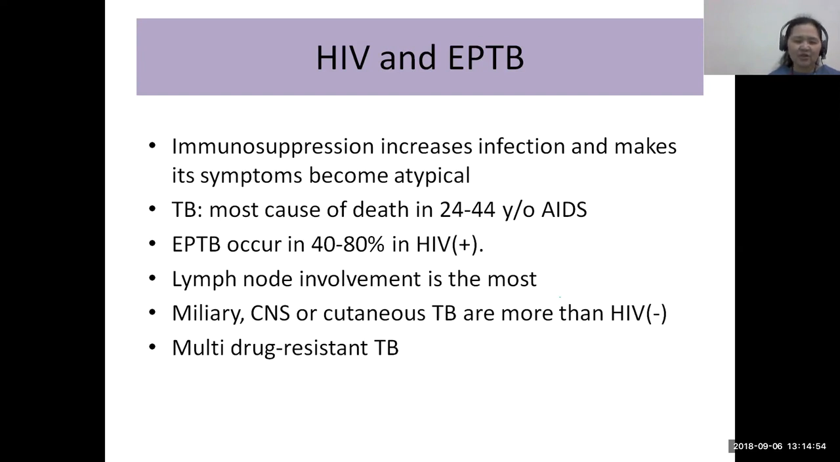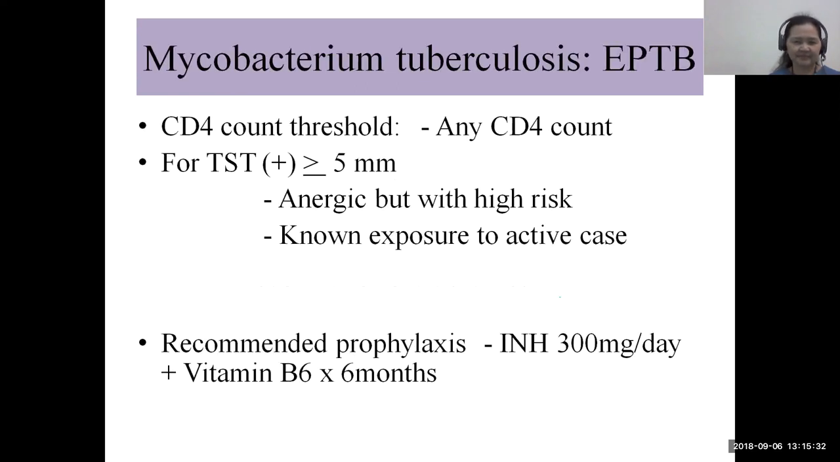Ang pinaka most common is lymph node involvement. So yung mga sari-saring adenitis, whether cervical adenitis or sometimes kung sa women pelvic TB, ano ba yan? GUTB, yan. Miliary, CNS and cutaneous TB are more likely to present in HIV positive than in HIV negative. And of course, the possibility of multi-drug resistant TB is more for EPTB than in PTB, in HIV patients. Next.